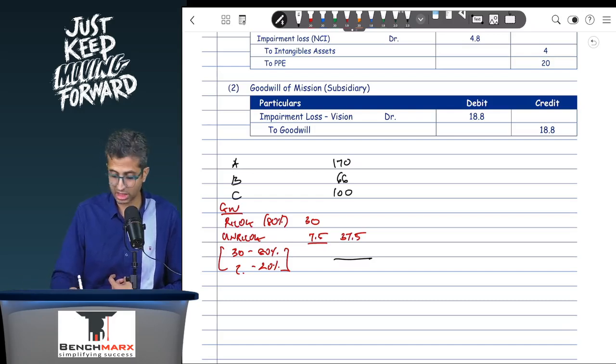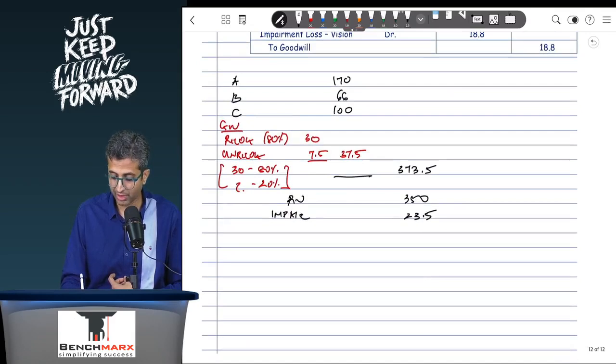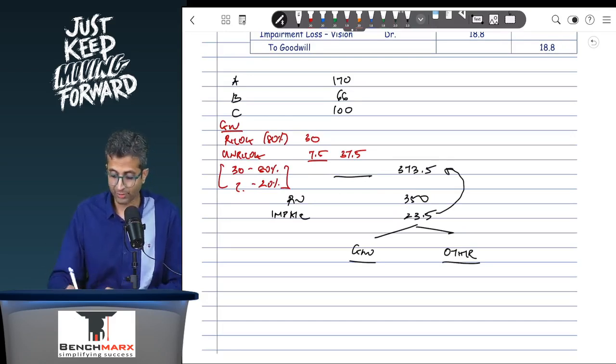Now this will give you a number which you can compare, for example, with the recoverable value. I think this is 373.5. Now this 373.5, you will compare it with the recoverable value of 350, and hence there is an impairment loss over here of 23.5. Now this 23.5, if you were to allocate, will be first attributable to goodwill and then to other assets. Now how much will be attributable to goodwill? Remember, this 23.5 is calculated based on 373.5 minus 350. In the 373.5, you have taken 37.5. Not just 30, 37.5.